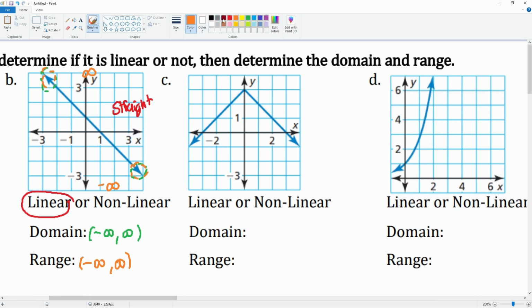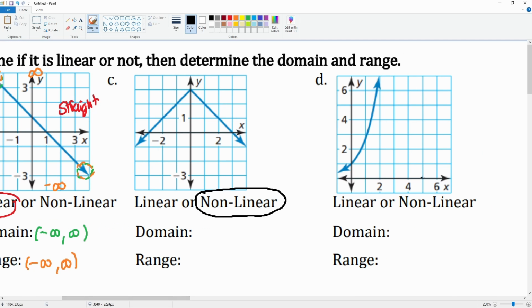Right? C, the change in the y's here is different. So this is actually also non-linear. And then D is also non-linear. Okay, this is a curve. This also bends, right? It's not straight, it bends.